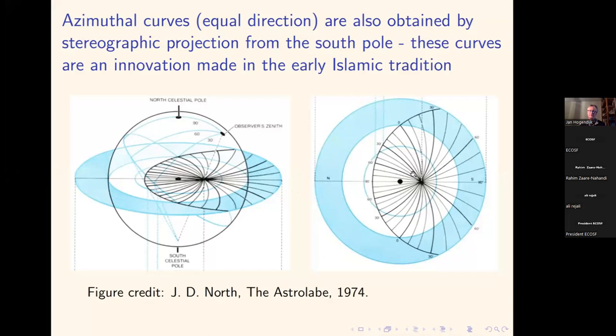And this innovation was very important, because basically it means adding the second coordinate and making the coordinate system complete. So then you can do much more with the astrolabe once you are able to do that.